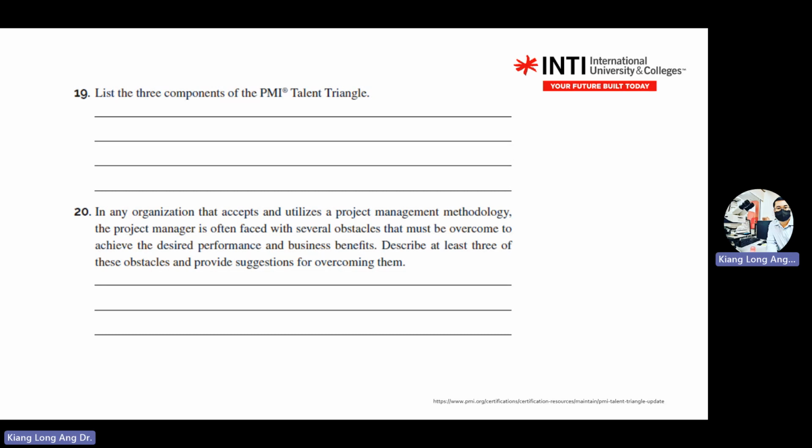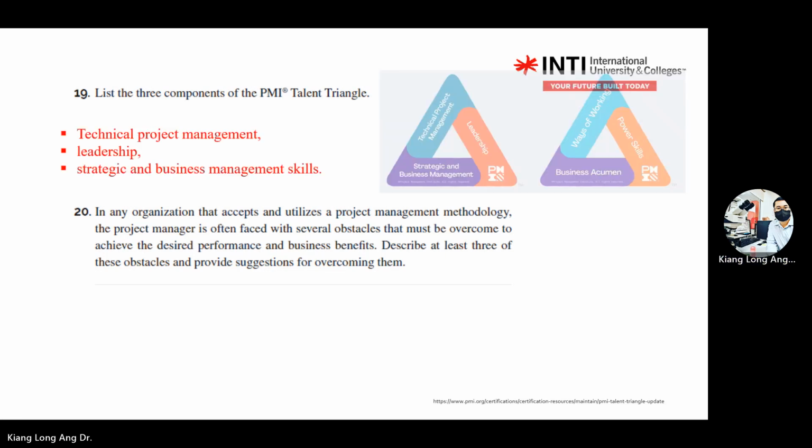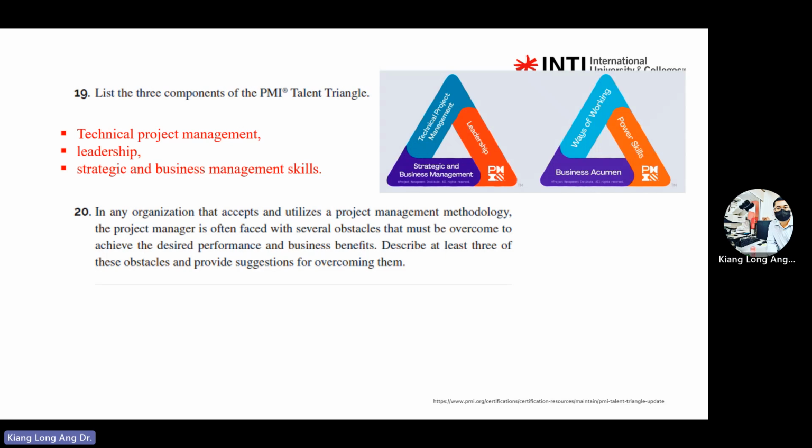So 19. Three components of PMI. This one we do not cover, but it's good for you to know, so I straight away give you the answer. The talent triangle. If you look for the talent triangle, you will see this diagram. In the old version, you have technical project management, leadership, and strategic business management skill. You have these three: technical, leadership, and business management.